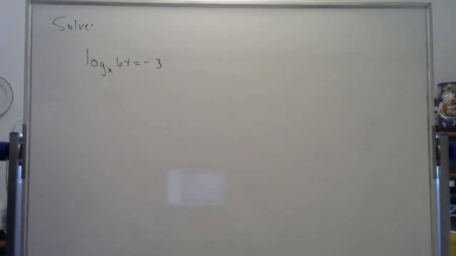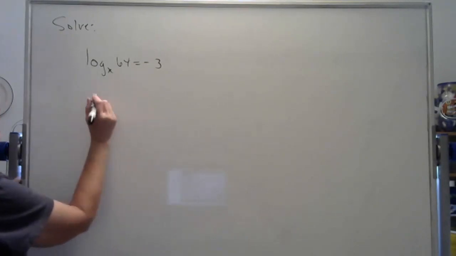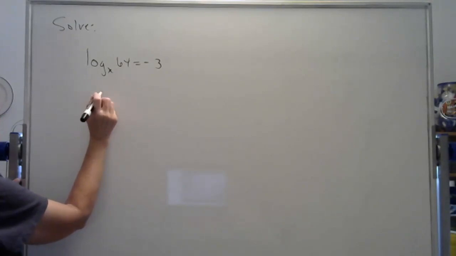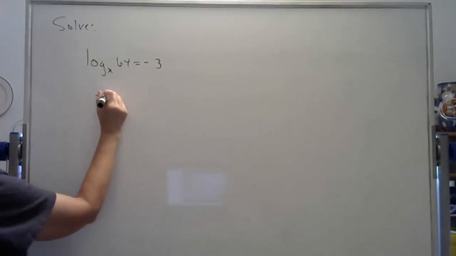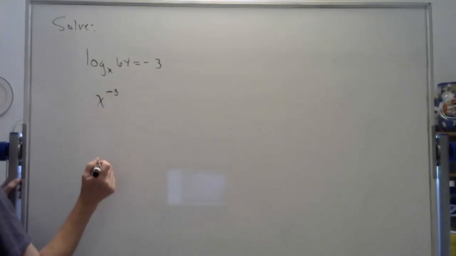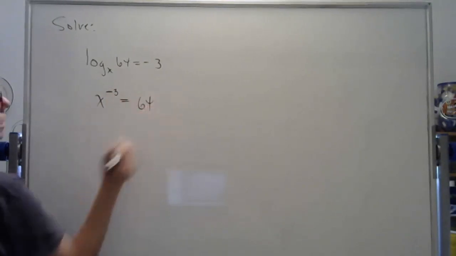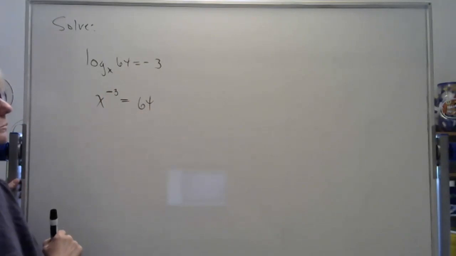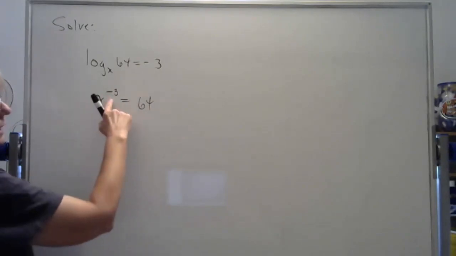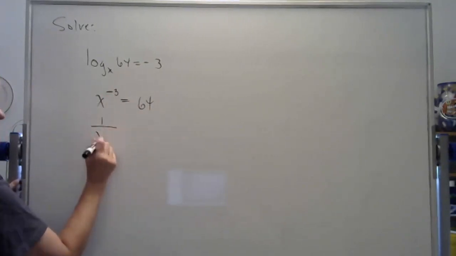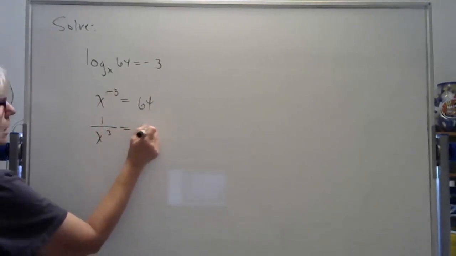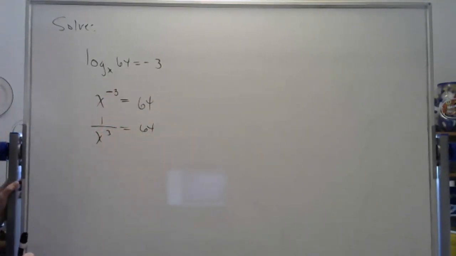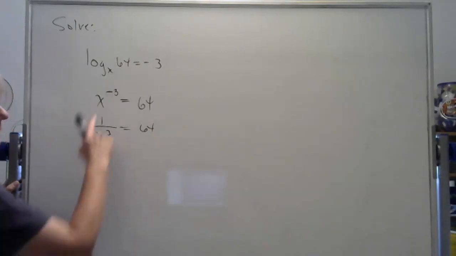So the x is kind of trapped inside that logarithm. To get it out of the logarithm, you have no choice, you have to switch forms. So when I switch forms, what's the base? x raised to the -3 equals? 64. Yep, beautiful. Okay. So this one's a little ugly because of that negative exponent. That really means that that's 1 over x cubed equals 64.